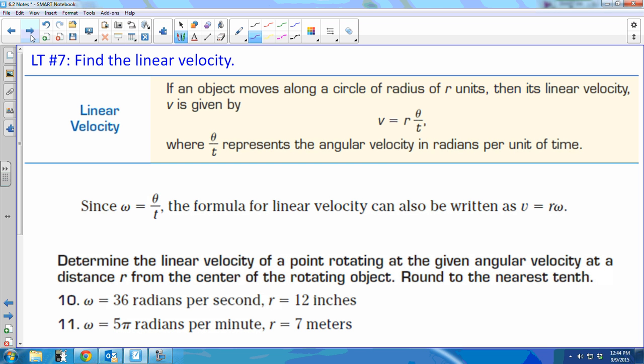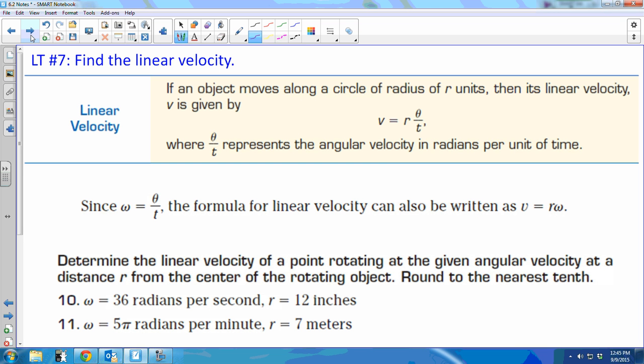That's correct. Find the linear velocity. Linear velocity is giving you an actual distance in a certain amount of time. We're still going in a circular motion, but this time I want to know how far that object has traveled in a certain amount of time. So the answer will be like meters per second or feet per minute. You're saying how far that object, or that point on the tire, has traveled.